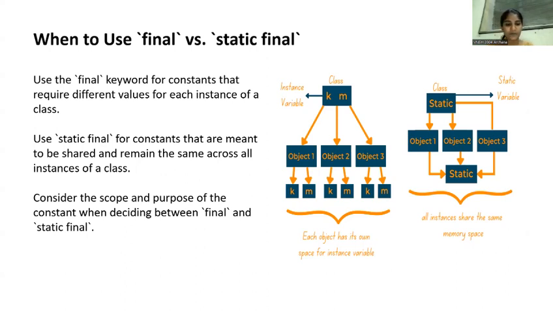Here is a pictorial graph where I mentioned this. Here is the instance variable, object 1, object 2, object 3. Each has its own, and we can access the instance variable. And static final means all the objects will share it, and at the end it can only have the same value. All the instances share the same memory. Each object has its own memory space for the instance variable. This is the main difference.